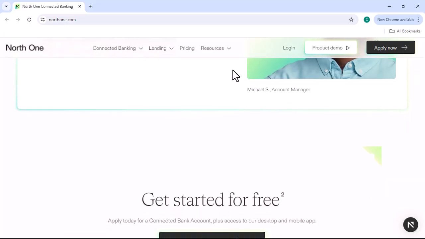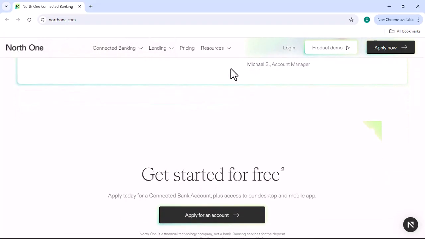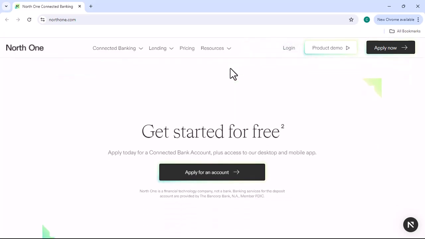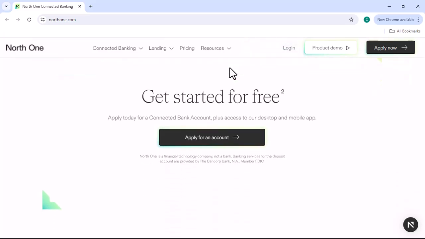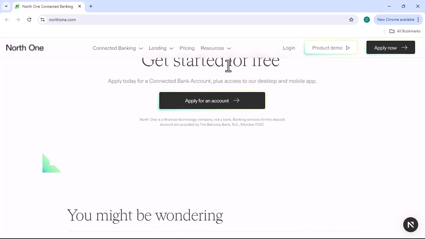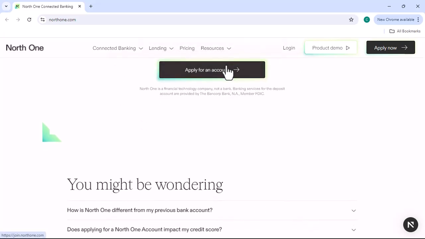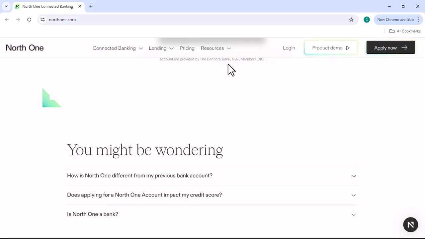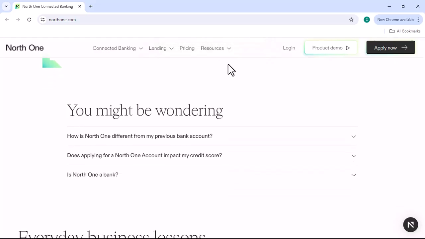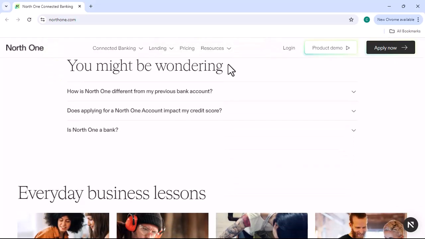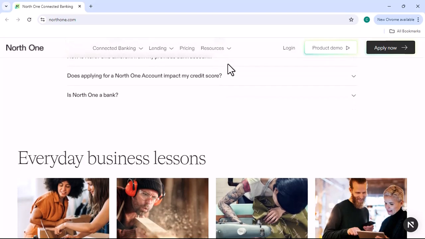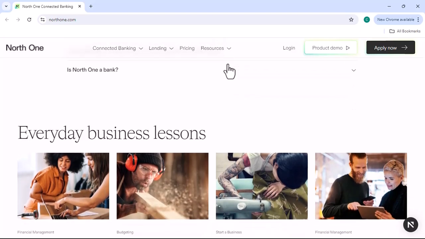Banks and financial institutions need to protect themselves and their customers from fraud. Mobile check deposit, while convenient, also introduces certain risks. Think about it, a picture of a check is inherently less secure than a physical check. Limits help mitigate the potential for fraudulent activities. Now, let's get specific about Northone.